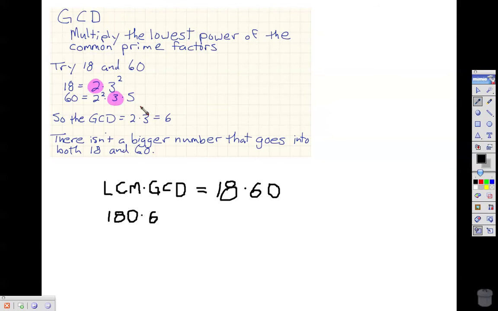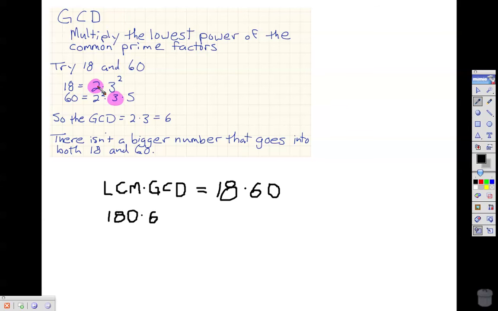Greatest common factor or greatest common divisor. Multiply the lowest power of the common prime factors. A little bit different strategy. Let's take 18 and 60 again. So here we want to find the lowest power of the common primes. So 2 is common to both and 3 is common to both, but 5 is not. So 5 will not be part of the greatest common divisor or greatest common factor.